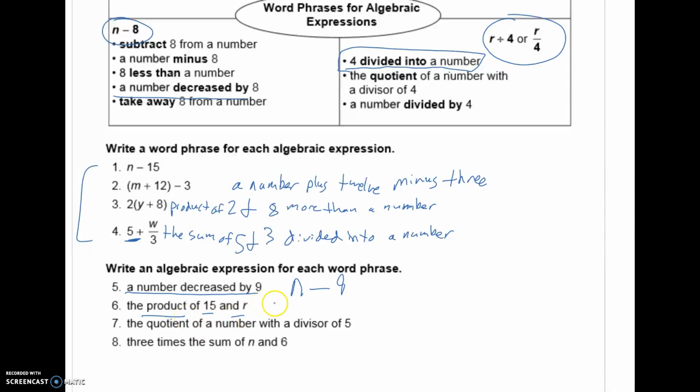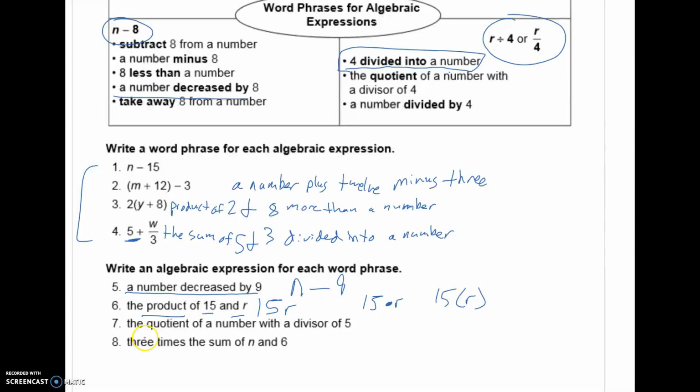The product, that's multiplication, of 15 and r. That's pretty simple here. So you can write 15r. You can write 15 with a dot times r. Excuse me, I had to sneeze there. You can write 15 with parentheses r. Any of those things all mean 15 times r.